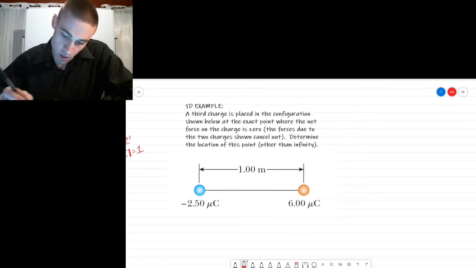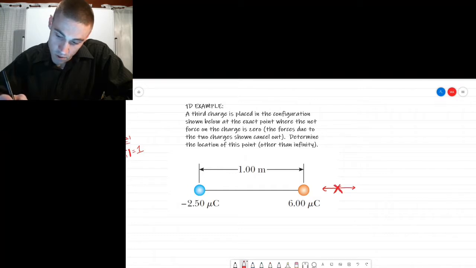Let's erase that. What if the charge Q was dropped over here? So let's say it's positive. It wouldn't matter, right? The arrows would just switch around if it was negative. But if it was positive, the 6 microcoulomb charge would point that way, and this negative 2.5 microcoulomb charge would point in this direction. So maybe this is a possibility.